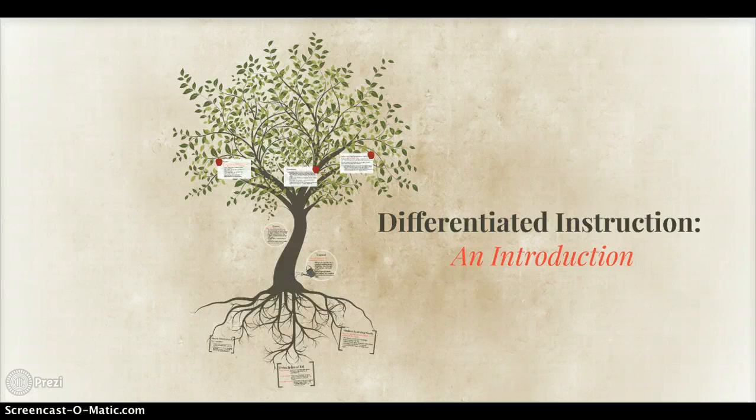Every classroom of 25 students has 25 different combinations of personality, interests, learning styles, and background knowledge. Differentiated instruction is a process for approaching teaching that recognizes and supports individual differences in learning. Let's take a closer look at differentiated instruction.